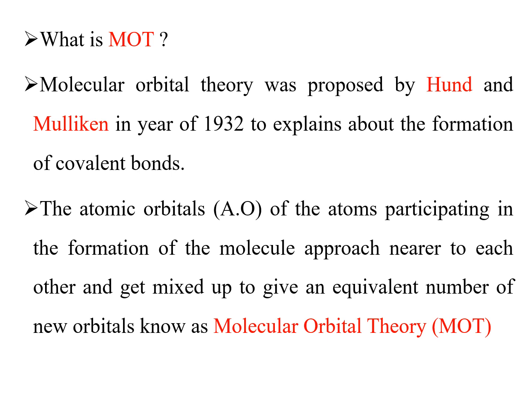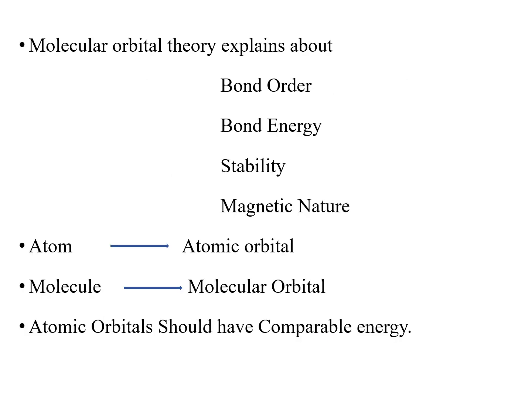To overcome these limitations, molecular orbital theory was proposed by Hund and Mulliken in the year 1932 to explain the formation of the covalent bond. According to molecular orbital theory, the atomic orbitals of the atoms participating in the formation of a molecule approach nearer to each other and get mixed up to give an equivalent number of new orbitals known as molecular orbitals. Molecular orbital theory explains bond order, bond energy, stability, and magnetic nature of a molecule.